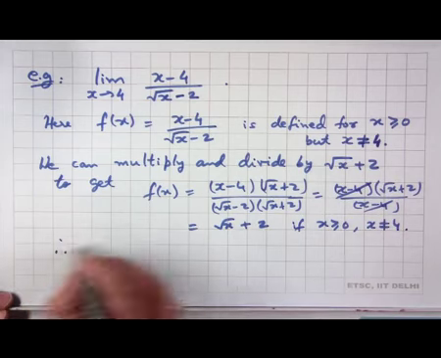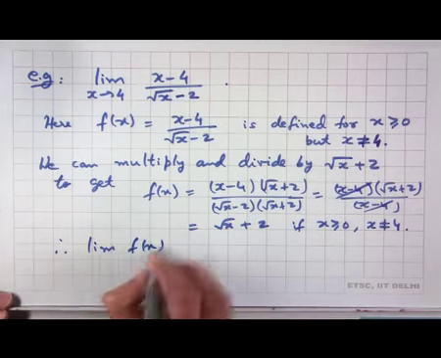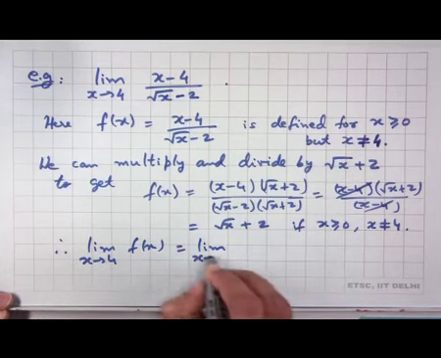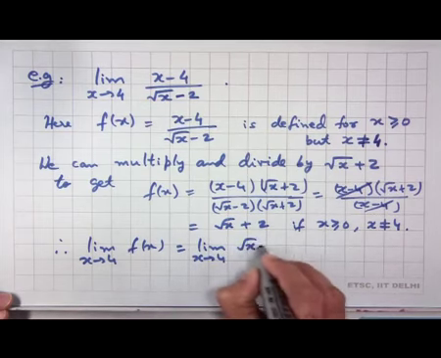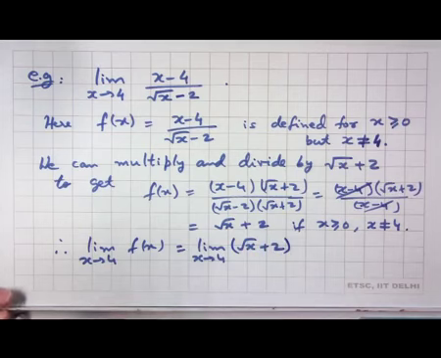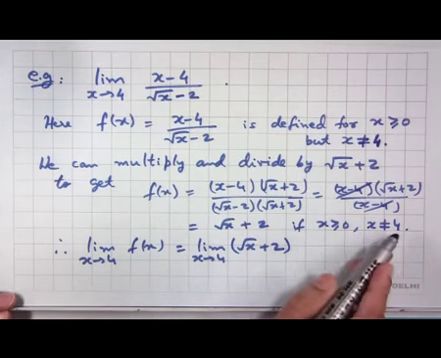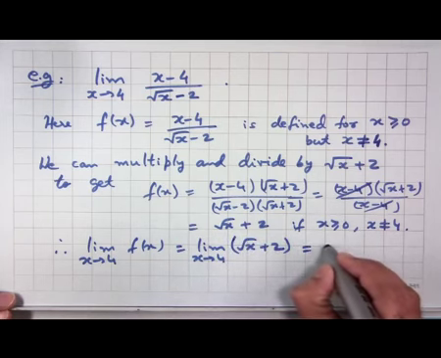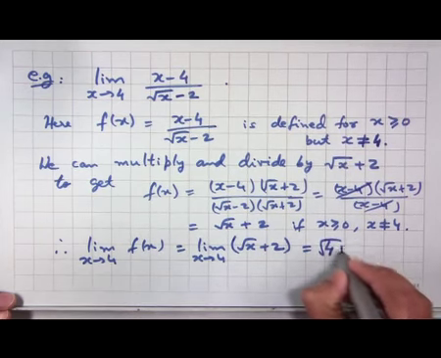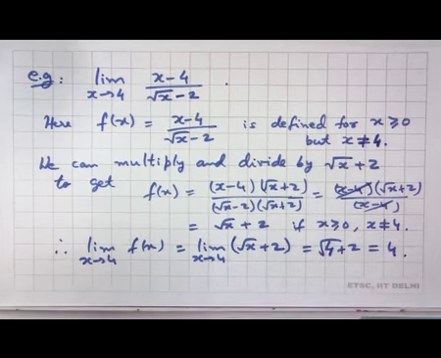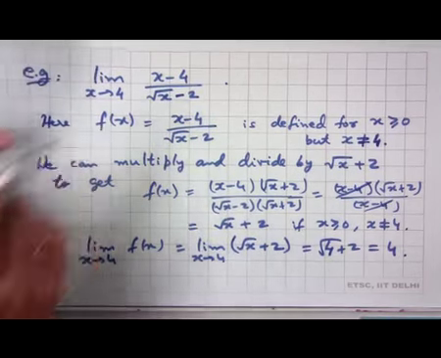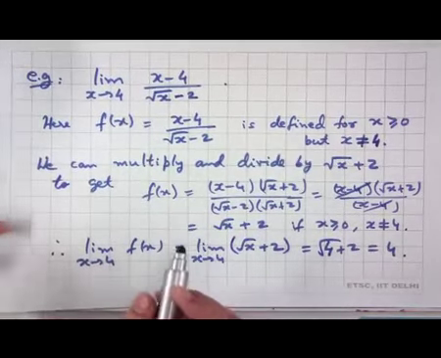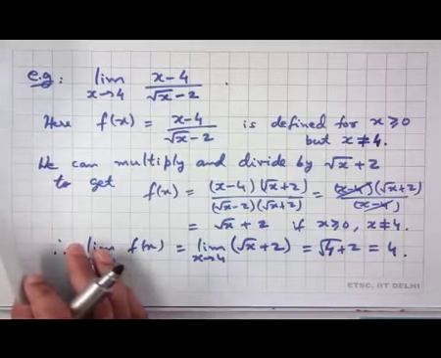So, therefore, the limit of f of x as x approaches 4 is equal to the limit of this function square root x plus 2, which is the same as the function f of x in a small enough interval containing 4, excluding x equal to 4. So, this is equal to square root 4 plus 2, which is 2 plus 2, which is 4. So, this is another way of calculating limits when the limits of the numerator and denominator are both 0.